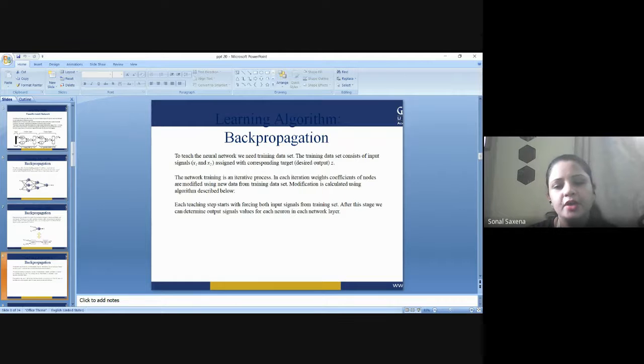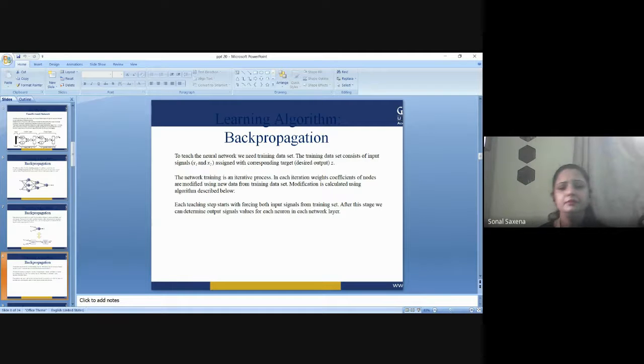Now, to teach the neural network, we need a training data set. The training data set consists of input signals like x1 and x2 assigned with corresponding target, that is the desired output z. So the network training is an iterative process. In each iteration, weights, the coefficients of nodes, are modified using new data from the training data set. And the modification is calculated using the algorithm which is described here.